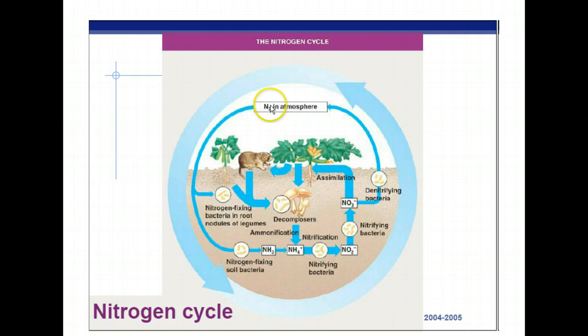The reason why nitrogen is not available to the plants is because nitrogen in the atmosphere is held together by a triple covalent bond, too tough for plants to break, but not too tough for archaebacteria in the soil to break.